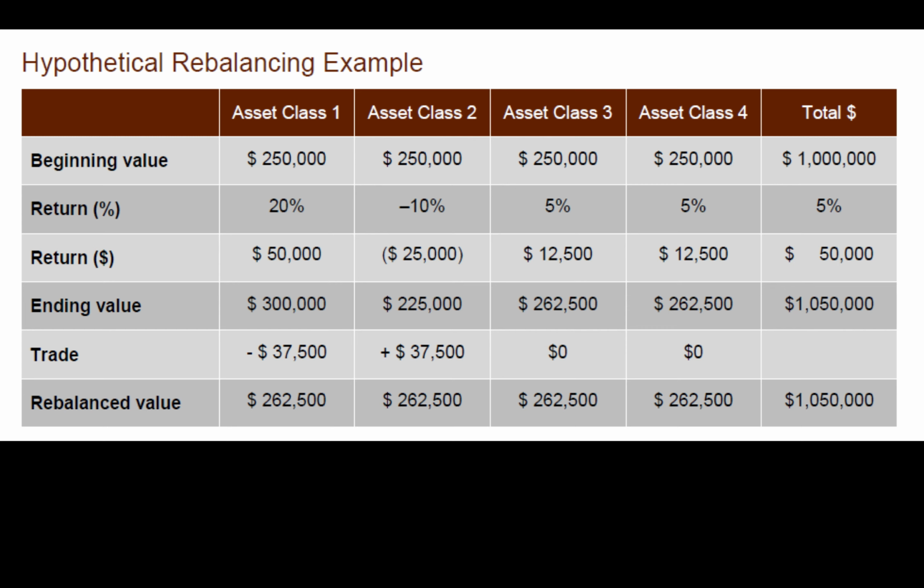And what we want to do is rebalance the portfolio. So if we started with four equal asset classes, we just want to divide the new total of the portfolio by four and do some trades to basically sell, take some gains off the table in asset class 1 and buy low in asset class 2 since it's gone lower. And then we end up with a rebalanced portfolio at the end.